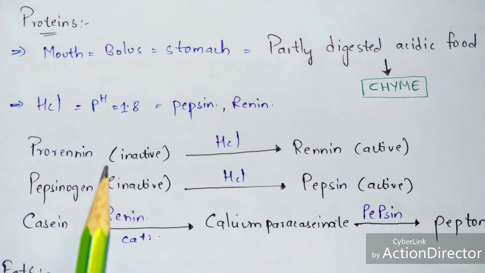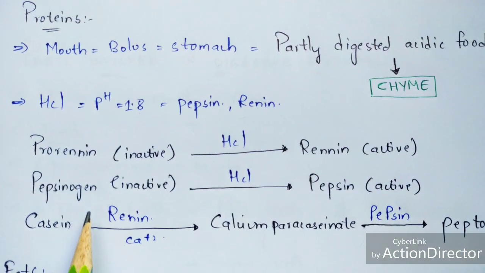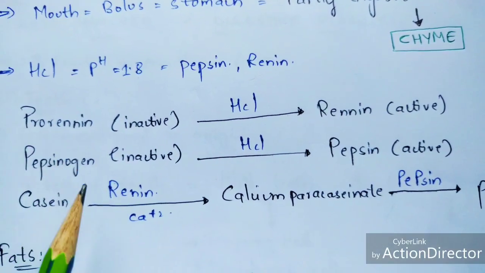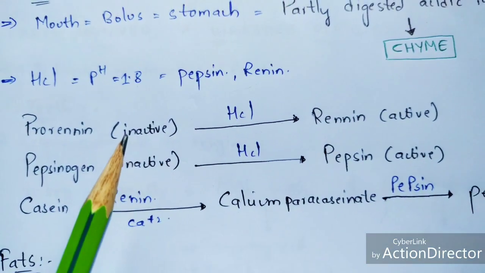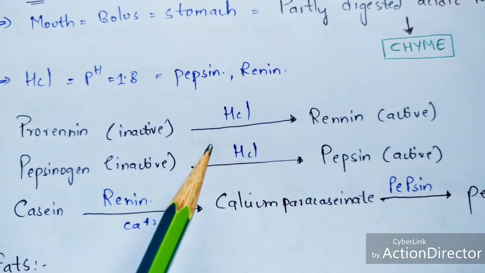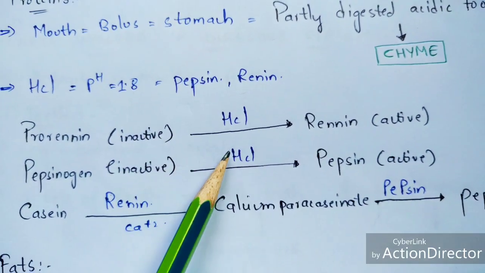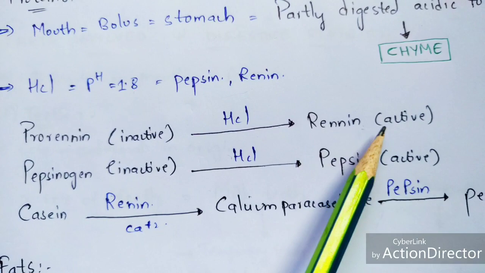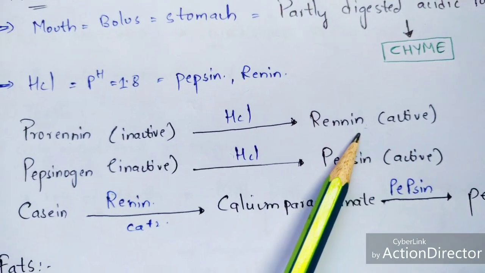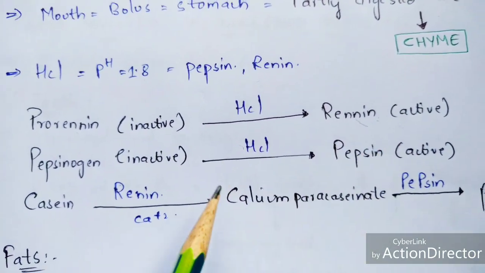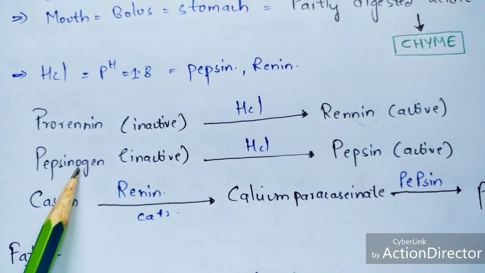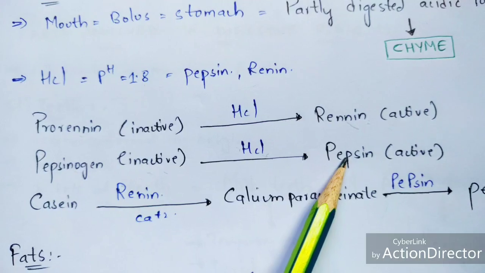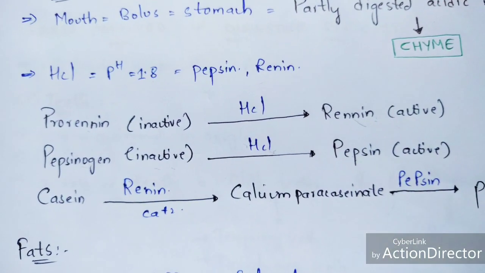How? Let us see. We know that prorenin and pepsinogen are proenzymes of gastric juices, right? And normally this prorenin and pepsinogen are inactive in form. To make them active, they react with hydrochloric acid. So this hydrochloric acid reacts with prorenin and forms renin, which is activated. So here the renin which has been formed as a product is in active form, and the hydrochloric acid also reacts with pepsinogen, which is in inactive form, and when it reacts with hydrochloric acid, it forms pepsin, and this pepsin is active in form.